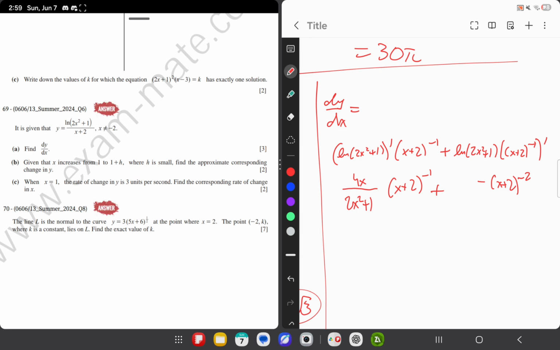We want to find, when x is equal to 1, the rate of y and t. When x is equal to 1, dy/dt is equal to 3. We need to find dx over dt. What is this? This is dy times dt times dt over dx.